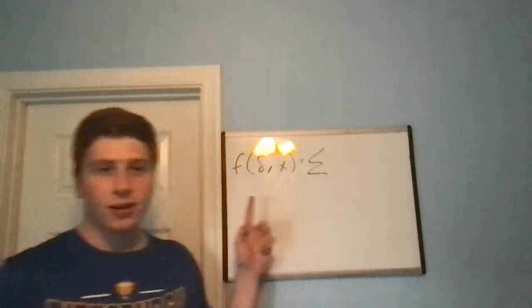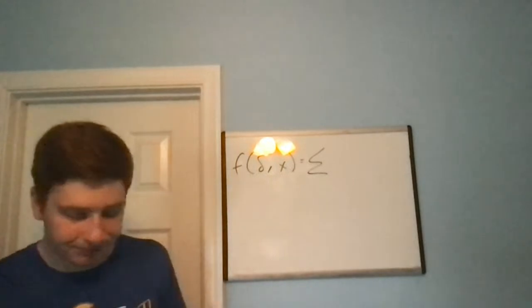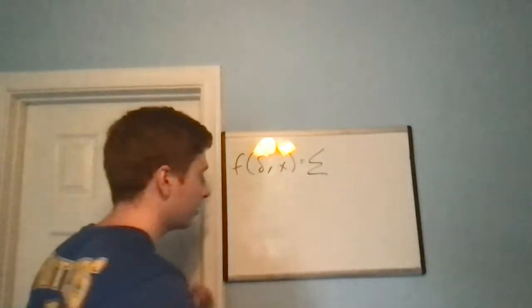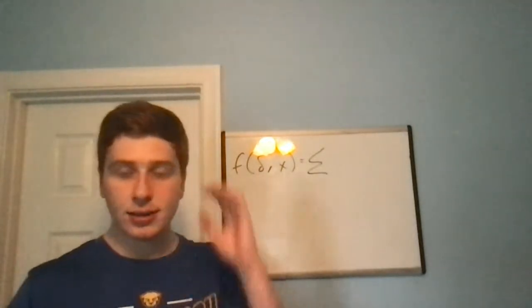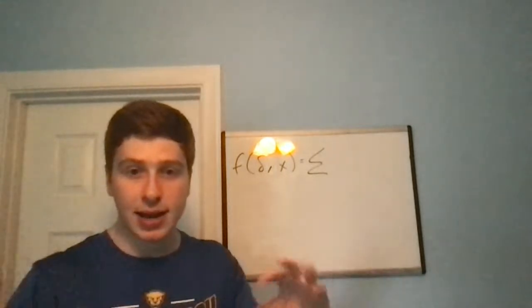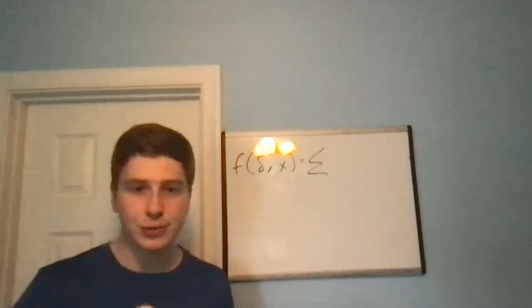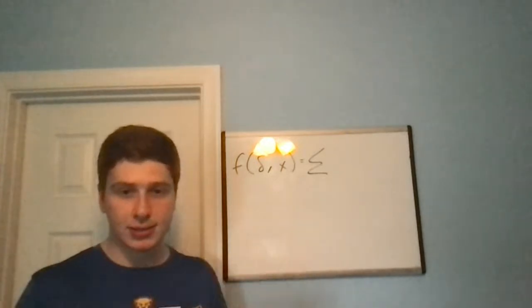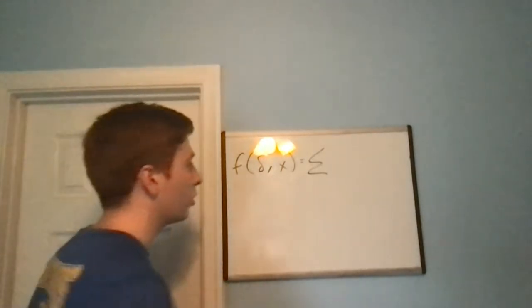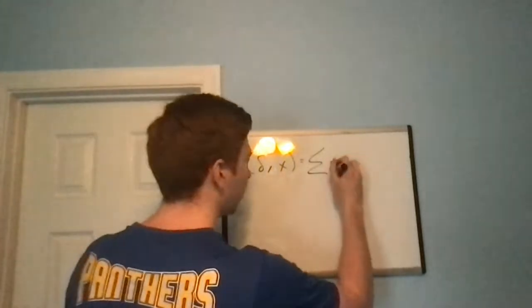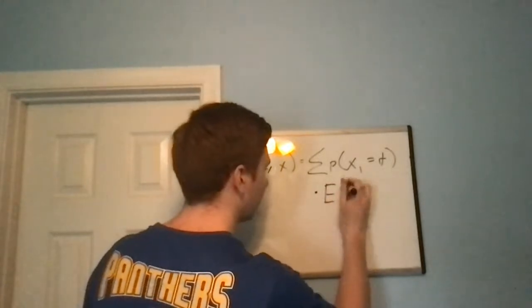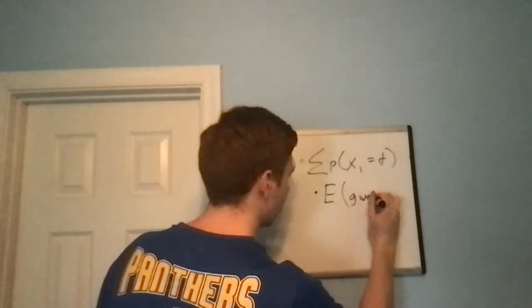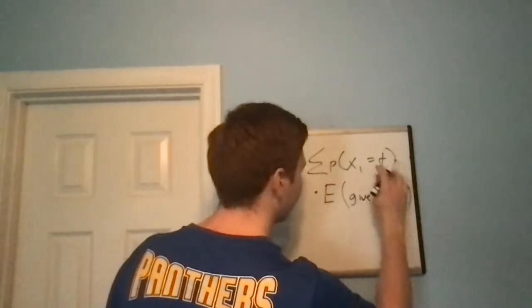So we're going to sum over the same event. That event is the probability that x1 equals t times the expected number of moves given x1 equals t. I use t here instead of c, it doesn't matter, it's the same idea as before. So it's the sum of the probability that x1 equals a specific value t times the expected number of moves it'll take given x1 equals t.